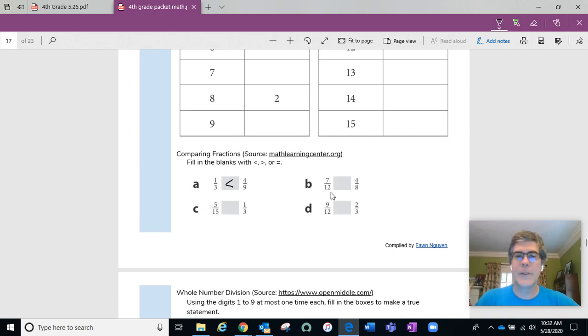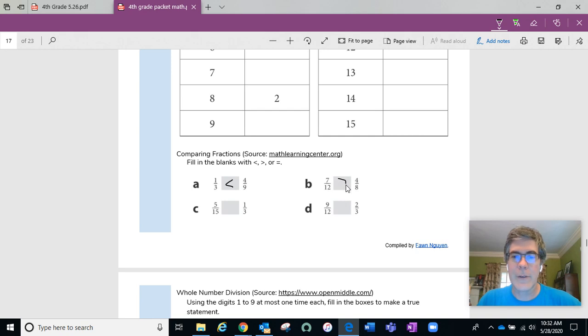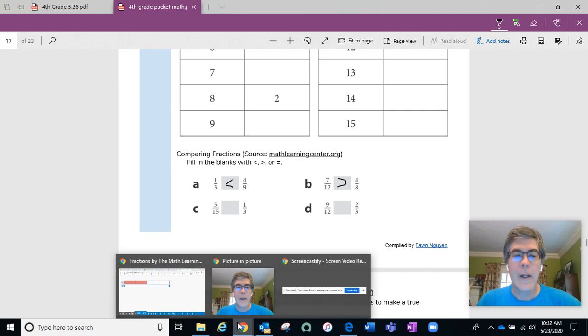Well, 12ths is another fraction that can be divided into halves, and I know that 6 is half of 12, so 6/12 is going to be equal to 1/2. But here I have 7/12. So if 6/12 is 1/2, 7/12 is going to be bigger than 1/2. So I can see, just based on those numbers, that 7/12 is going to be greater than 4/8. Not very good greater than sign, but it'll do.